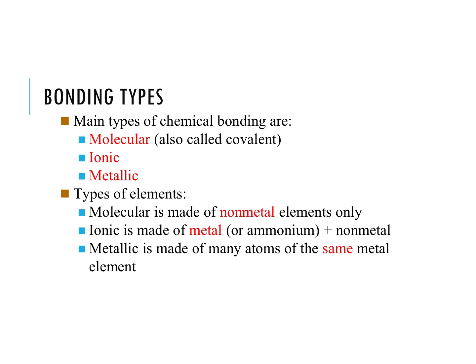The 3 types of bonding that we'll look at are molecular, which is sometimes called covalent, ionic, and metallic. We've already looked at formula writing for ionic, but we're going to look a little more at the bonding. Molecular bonds are made out of nonmetals only. Ionic is a metal, or it can be the ammonium ion, plus a nonmetal, so metal with nonmetal. And metallic is usually made of many atoms of the same metal element.